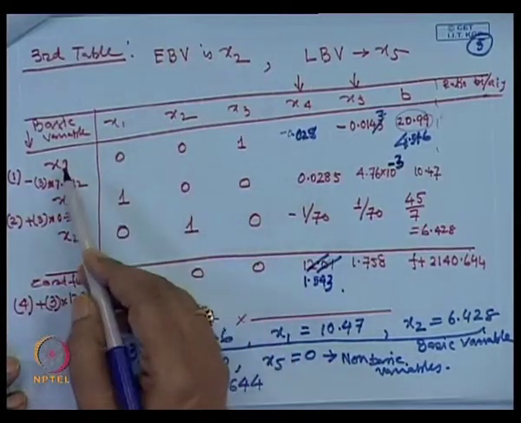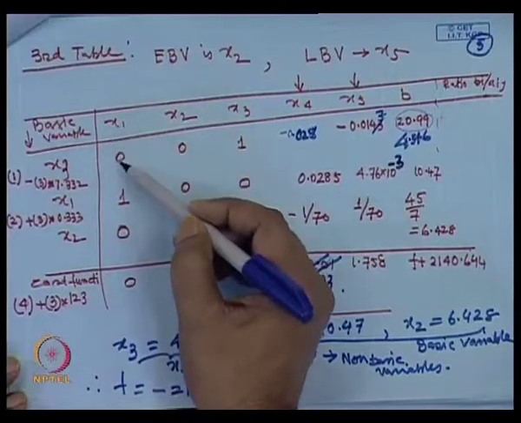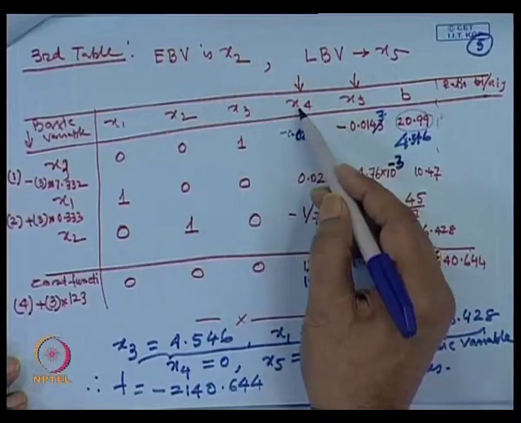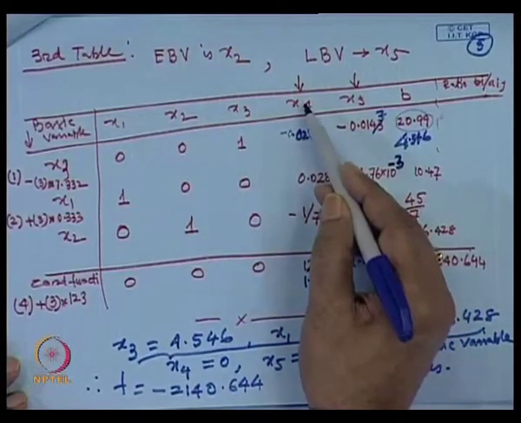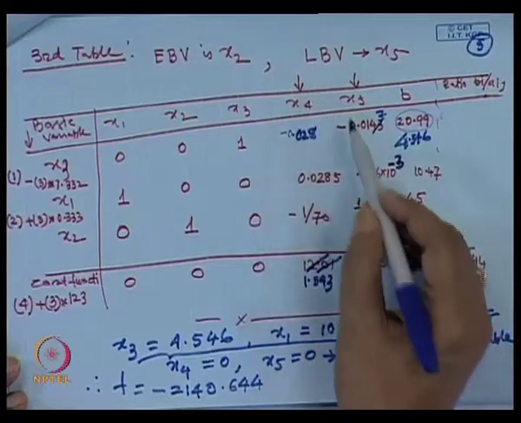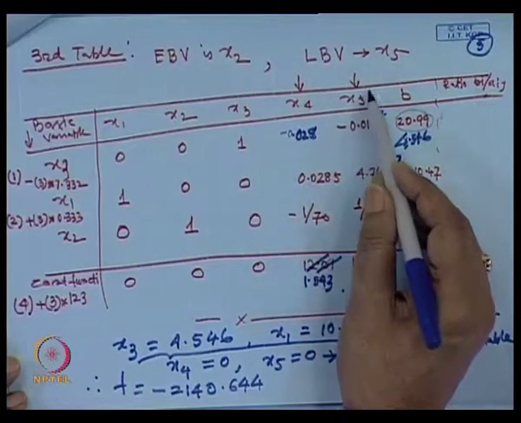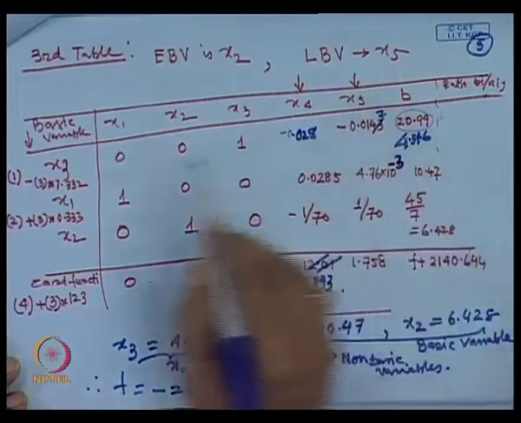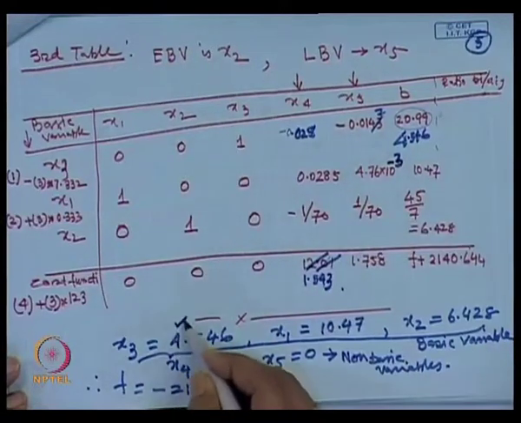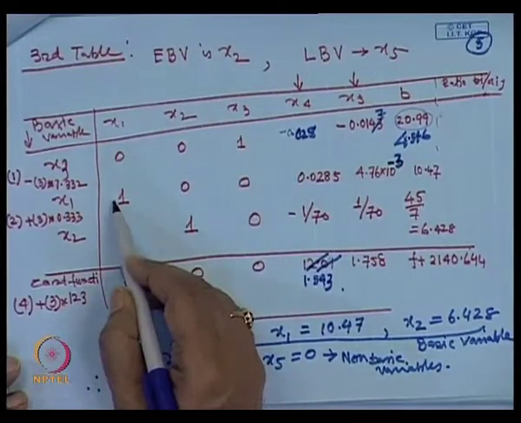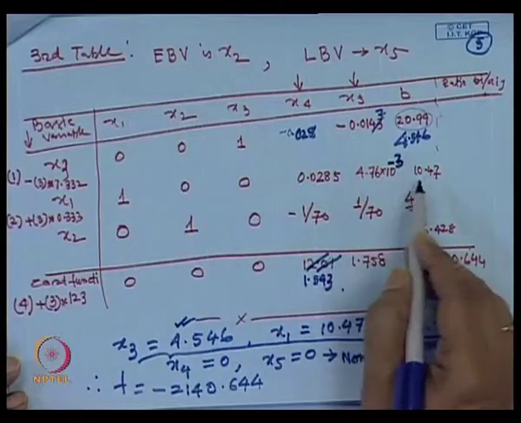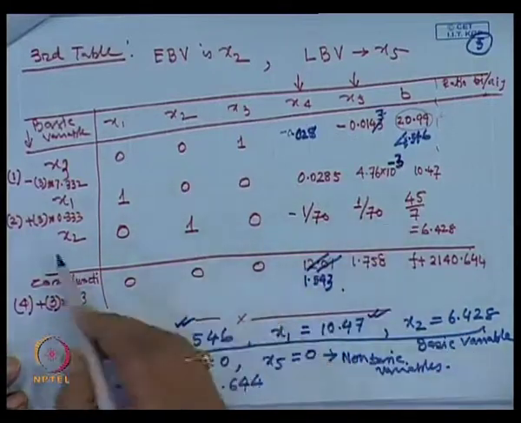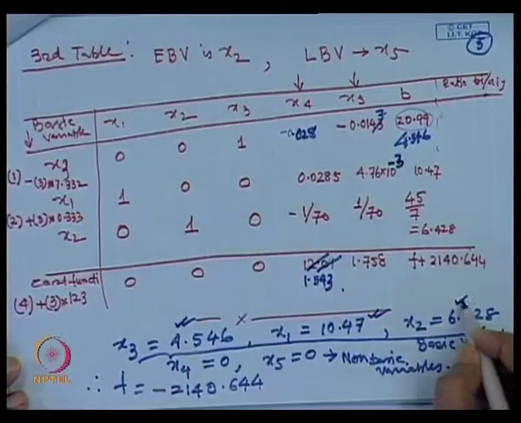Directly you can see the basic variable values. x 1 into 0 plus x 2 into 0 plus x 3 into 1, plus x 4 into this quantity, but x 4 is a non-basic variable, so this value is 0. x 5 is also a non-basic variable, so x 5 value is 0. So, x 3 we get directly as 4.56. Similarly, x 1 we get directly as 10.47, then x 2 directly is 4.62.